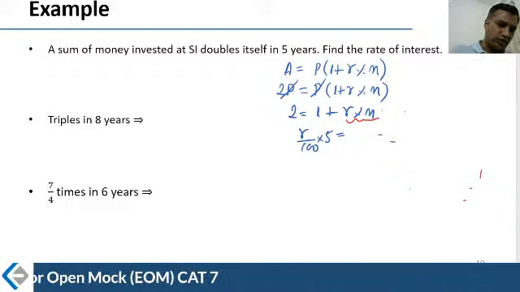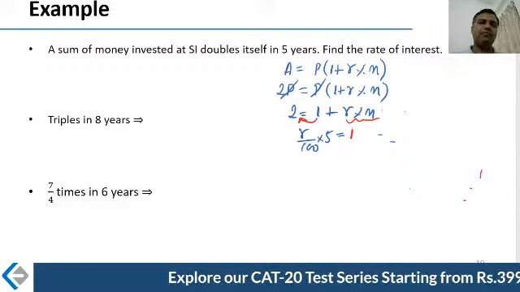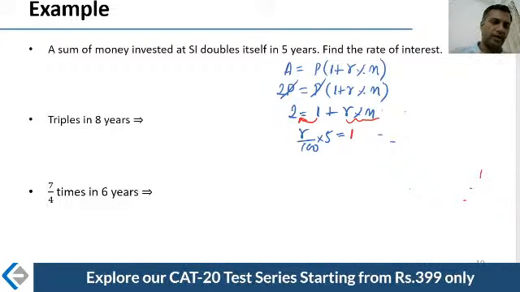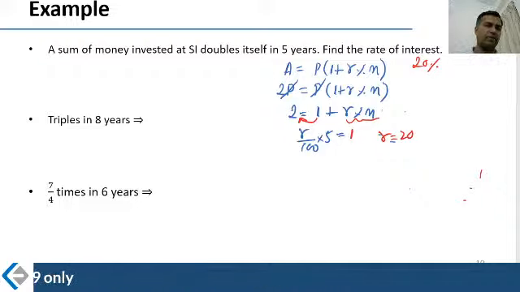This is 1. I took this 1 onto the other side. From a calculation perspective, that becomes 1. I just simplified this whole place. Therefore, R is equal to 20. So the rate of interest is nothing but 20%.